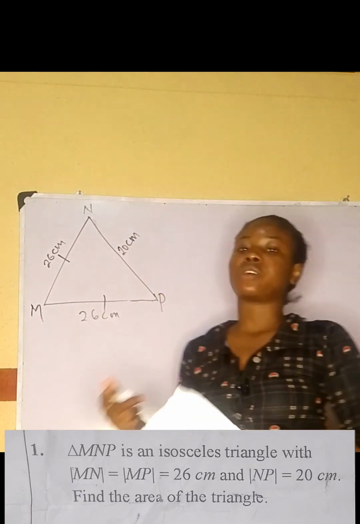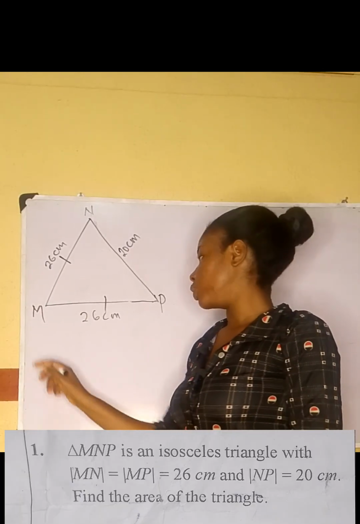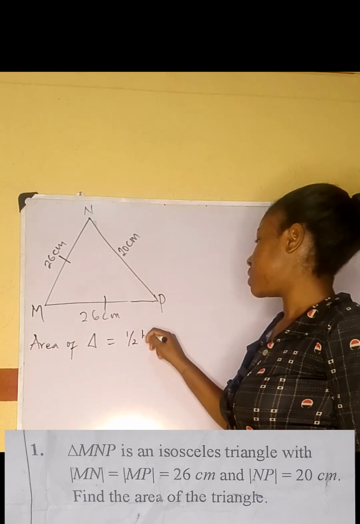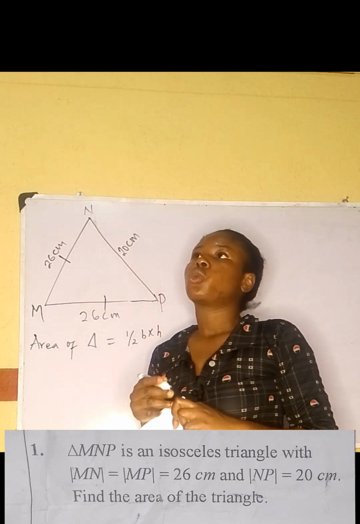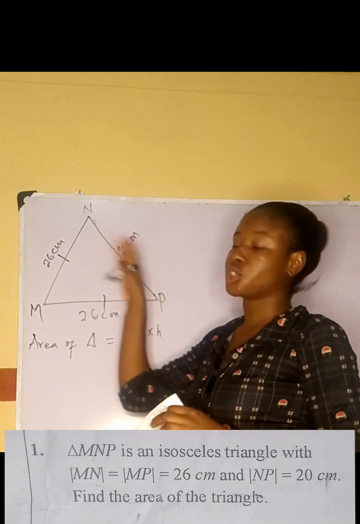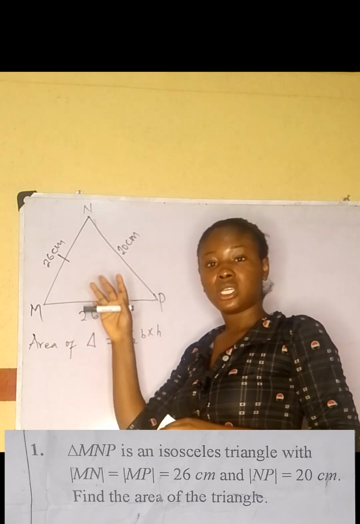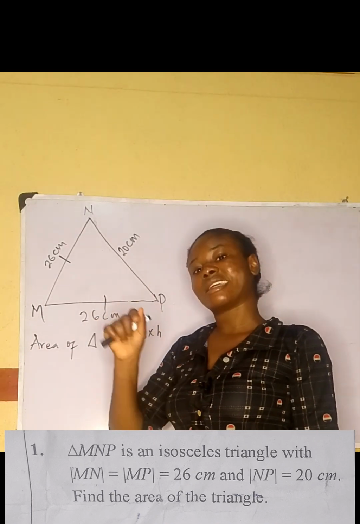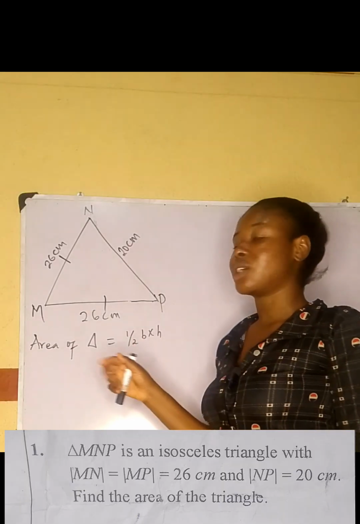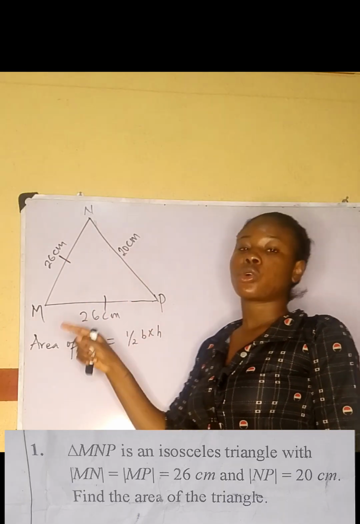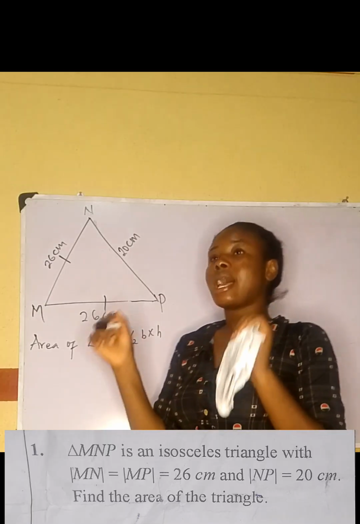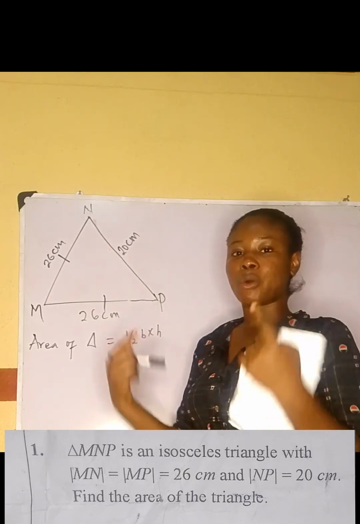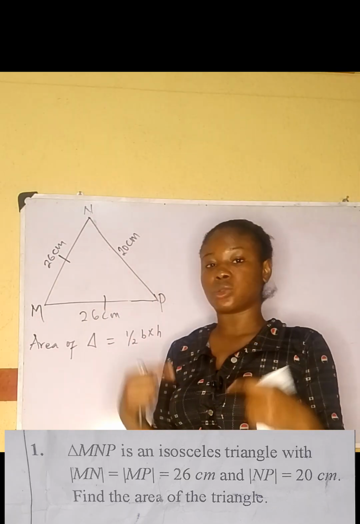Now the question is asking us to find the area of the triangle that we have on the board. And we know that the area of any triangle is half base times height. So we need to get the height of the triangle. But the beautiful part about this question is that this is an isosceles triangle, which tells us that two sides are equal. If I have to draw the height of this triangle, I have to draw it at a point where it can divide the triangle into two equal parts. I want to draw a line in this triangle that will divide it into two equal parts.